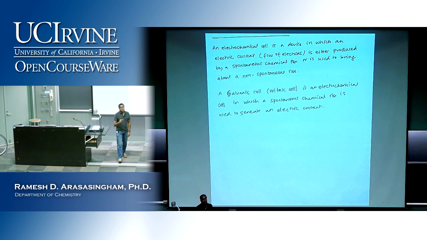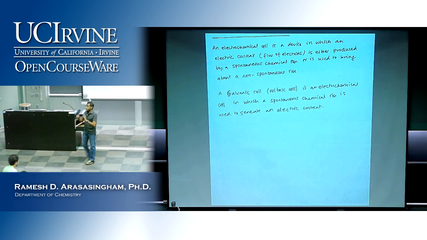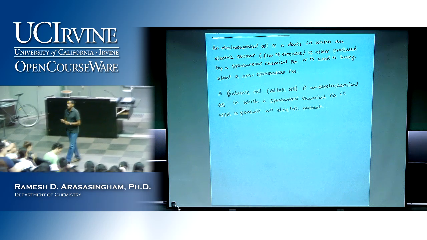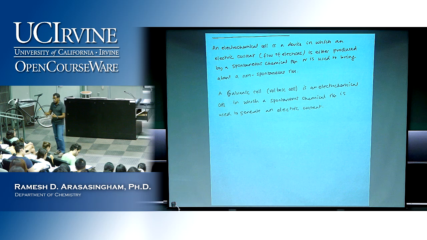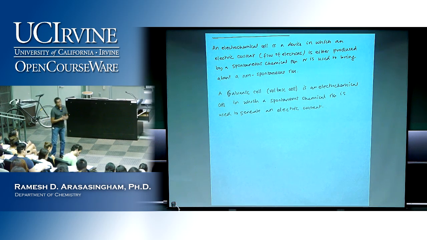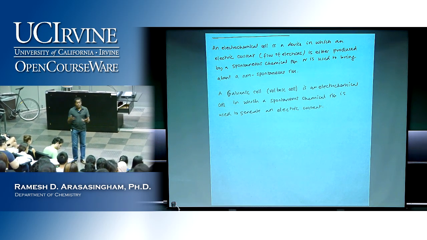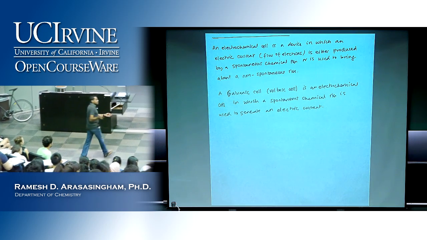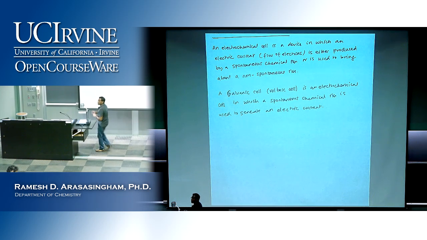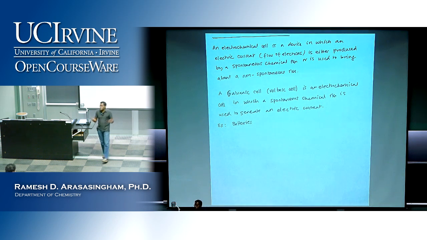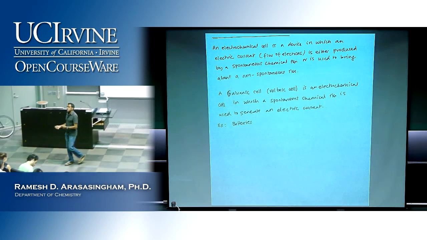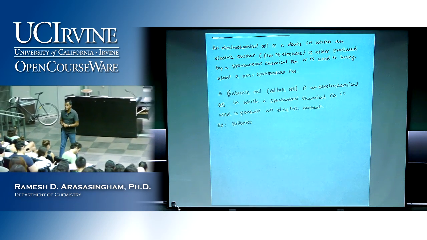So what we're going to do is start by looking at spontaneous reactions. And so if you take a galvanic cell or a voltaic cell, this is an electrochemical device. It's a device that you construct, and it takes advantage of a spontaneous chemical reaction to generate electric current. So bottom line, what are galvanic cells or voltaic cells? These are batteries. In electrochemistry, we call them galvanic cells or voltaic cells.